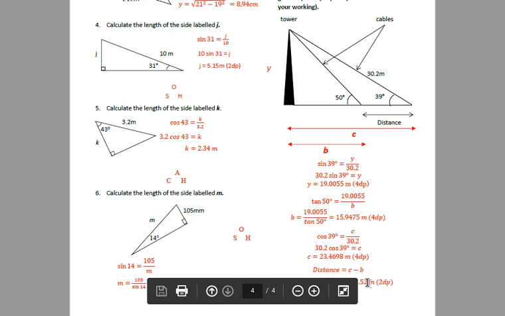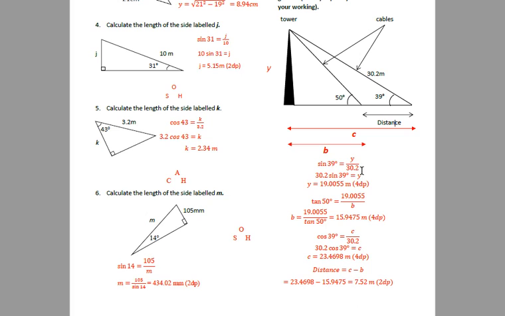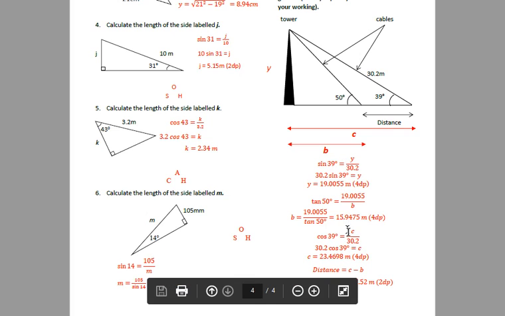So 7.52, a couple of decimal places. You could take even one decimal place at the end if you want to, but just take a few extras to begin with when you're doing the prior steps in the calculation. Okay, so we've got our y value.